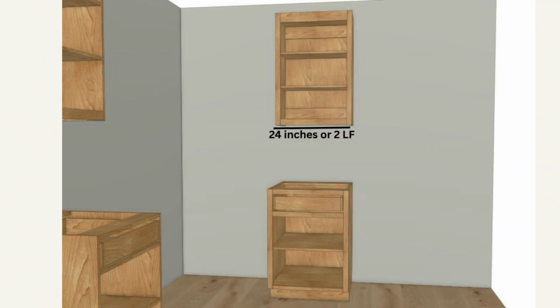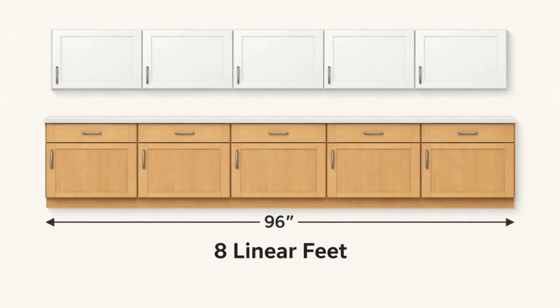For estimating purposes, 1 linear foot typically includes 1 lower cabinet with 1 drawer and 1 door, along with 1 upper cabinet with 1 door above it.